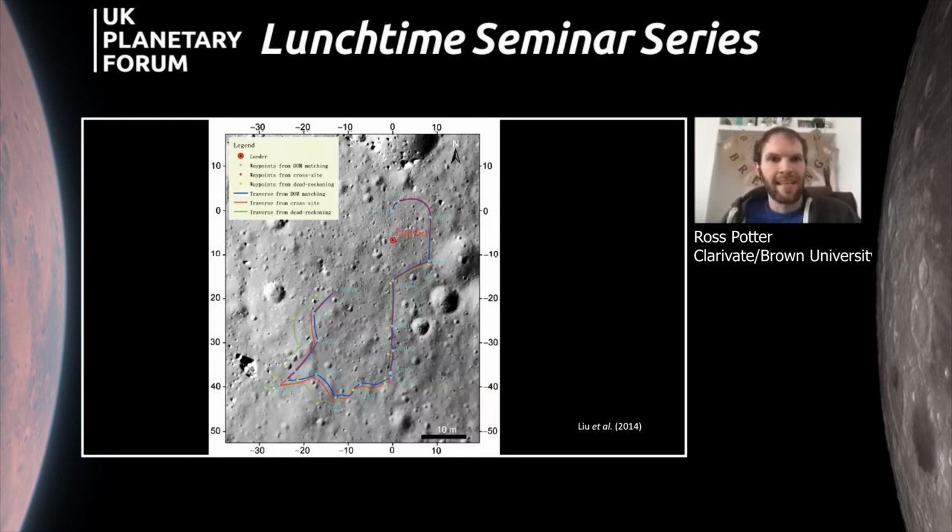The blue line is looking at digital orthographic mapping, so looking at different images and trying to figure out where the rover is. But as you can see, even with these different methods, they all give different results. So it's still not entirely clear specifically where the rover is. And obviously this is very important, again, as I mentioned, if you're looking for sample collection.